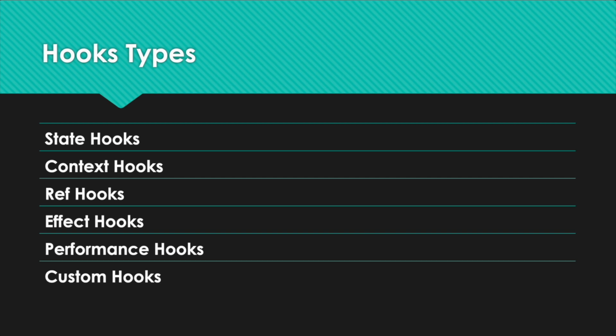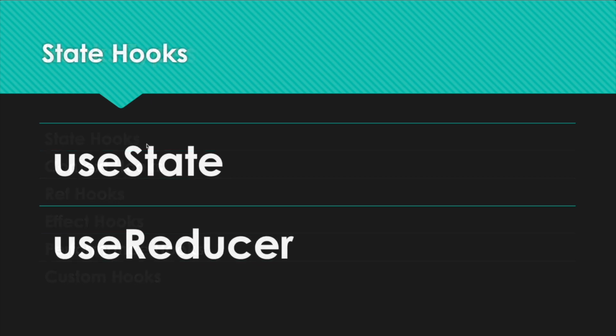Okay, what are the hook types then? We have different types of hooks, and each of them is used for a specific reason. Here's the list, as you can see. We will take a very brief look at each of them now. State hooks. These hooks let the component remember data. We have useState and useReducer.